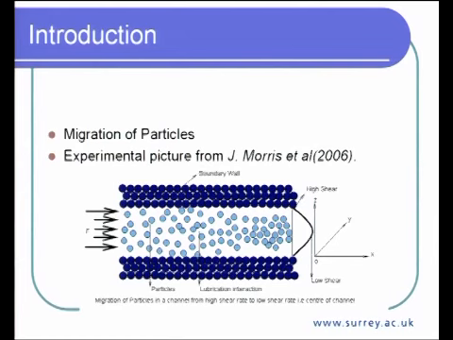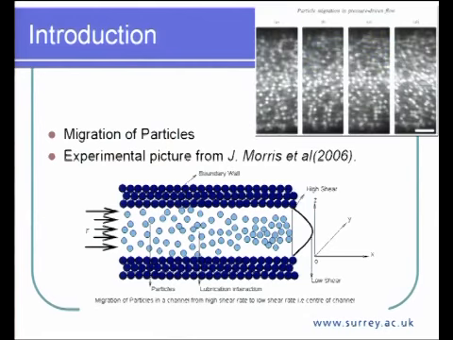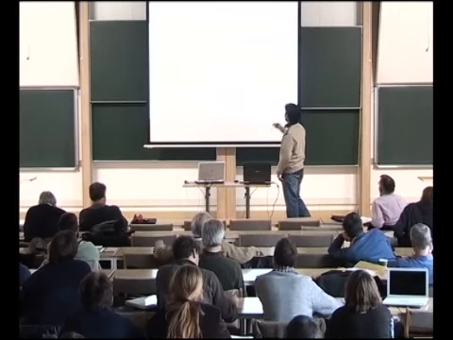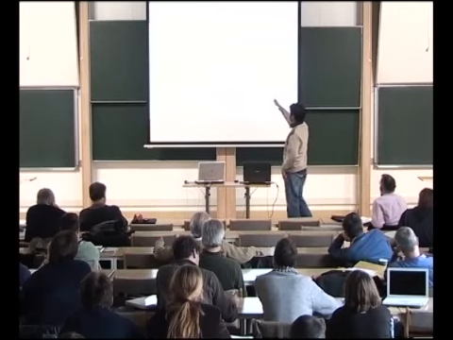First, I'm checking the particles here, whether they migrate from the high shear rate to the low shear rate, that is the center of the channel, under the boundary condition. And there will be some force influence. Experimental work has been done by different schools of thought, but here I'm just presenting one example of Morris.